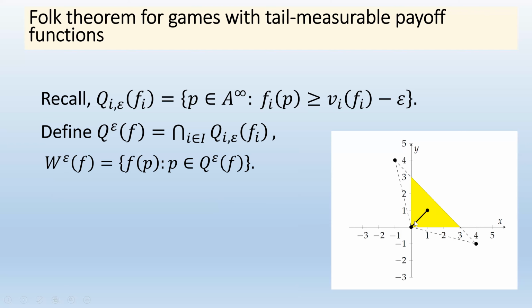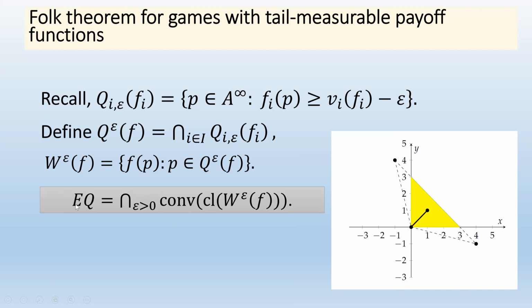W_F is the payoffs themselves. So before it was the plays that give 0-0 and 1-1. So W is 0-0 and 1-1 themselves. And the set of equilibrium payoffs is the convex hull. Here closure is not relevant because we have 2 points, but generally it can be the convex hull of the closure of these 2 points. So here it's simply the segment connecting 0-0 and 1-1. Generally, it's the convex hull of the closure of these W epsilon F. So this is the Folk theorem that we get.